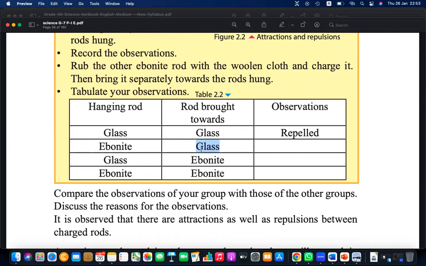So you have to write your observations. Then glass and ebonite, again it will attract. But ebonite and ebonite, it will repel. Right? Things of the same kind repel, and both different kinds attract. Okay.